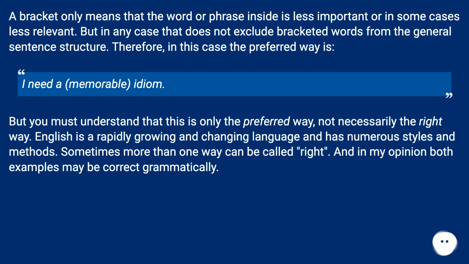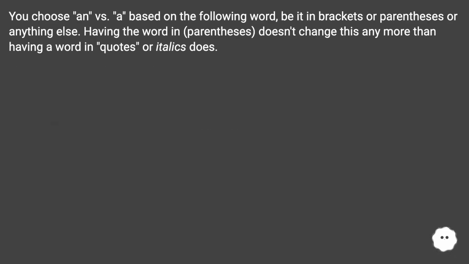English is a rapidly growing and changing language and has numerous styles and methods. Sometimes more than one way can be called right. And in my opinion both examples may be correct grammatically. You choose an versus a based on the following word, be it in brackets or parentheses or anything else. Having the word in parentheses doesn't change this any more than having a word in quotes or italics does.